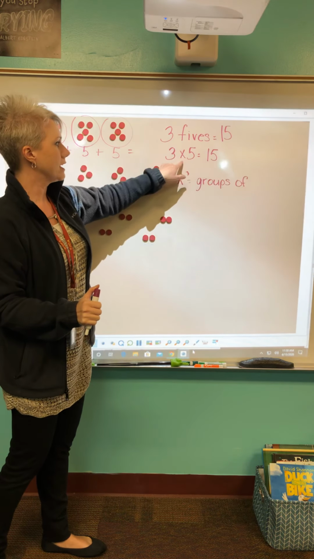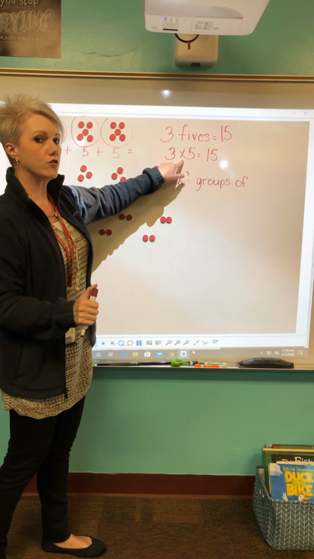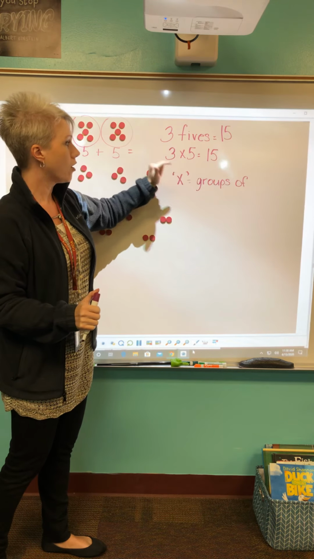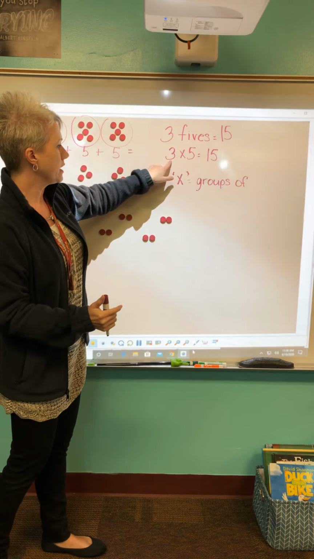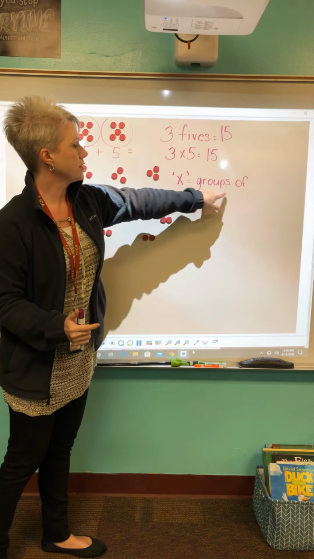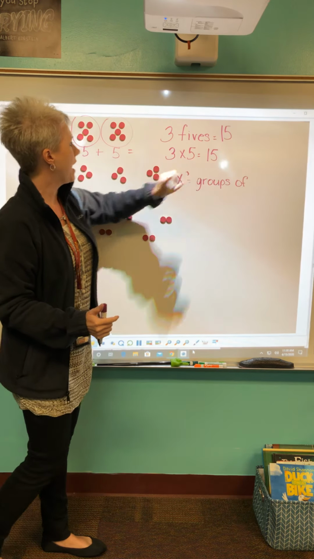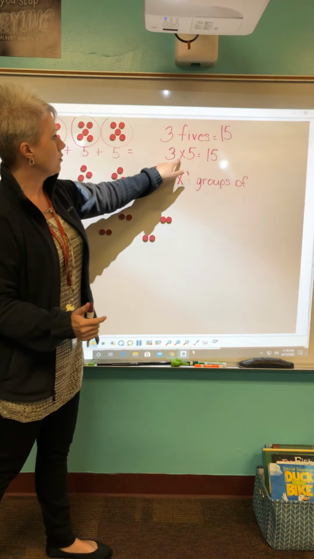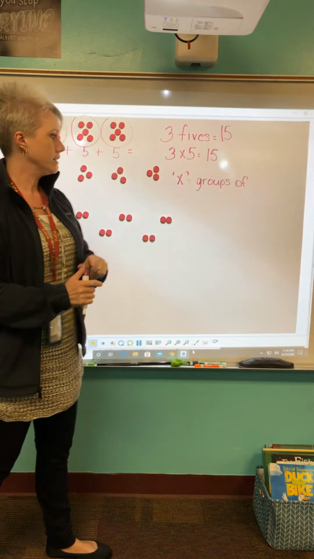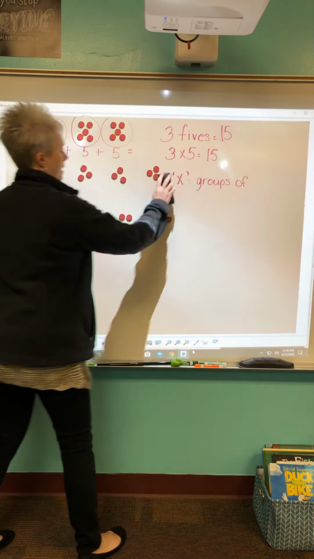So when you see that little multiplication symbol, you know you're going to multiply or you're going to have groups of. It's the same thing. 3 times means 3 groups of, 3 groups of 5. I have 3 groups of 5. 3 groups of 5 equals 15. All right, let's do another one.